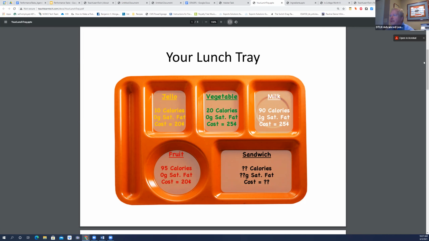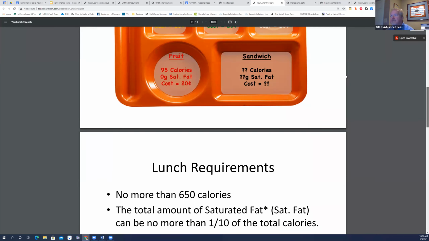It's not scrolling. Come on, scroll for me. Oh, there it goes.